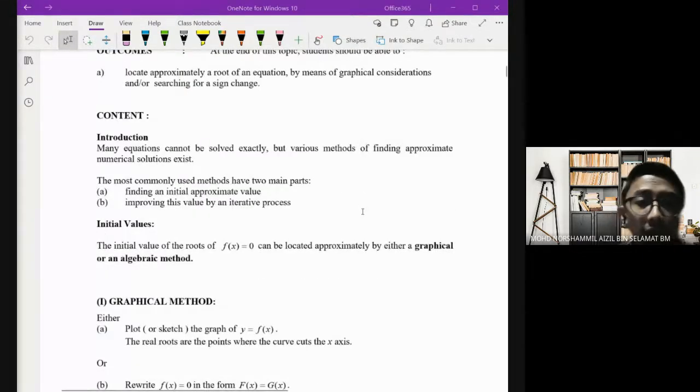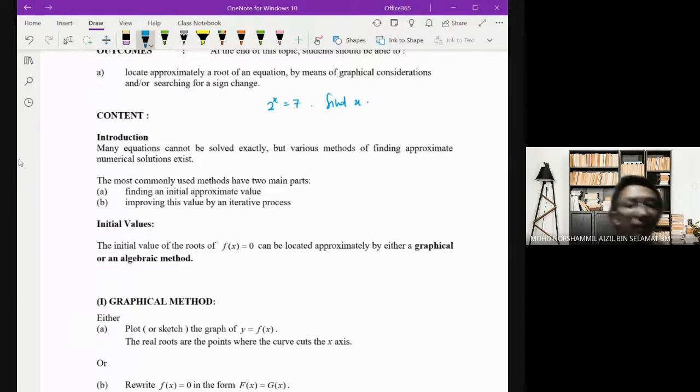Let me give an example. Let's say you have 2 power of x equals to 7, and then I ask you to find x. What happens? Find x without using a calculator, for example.